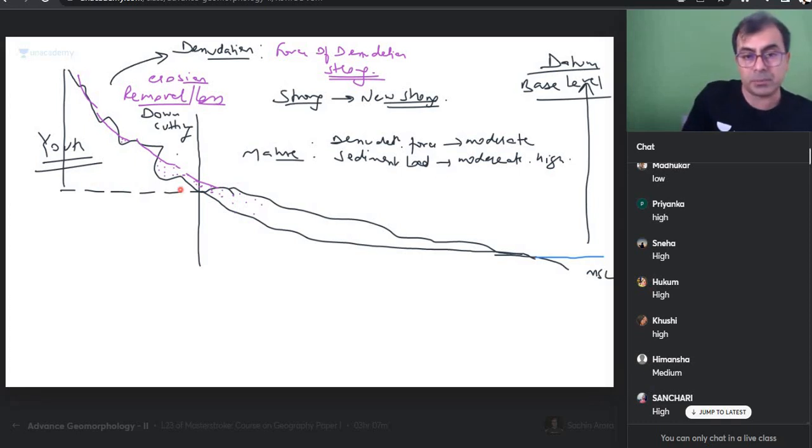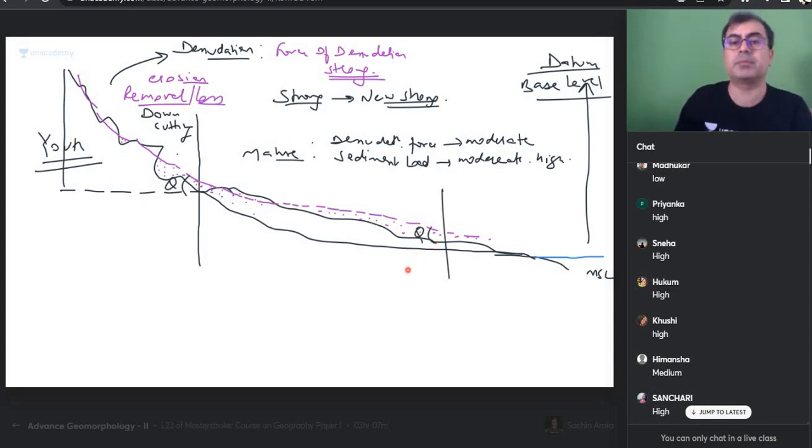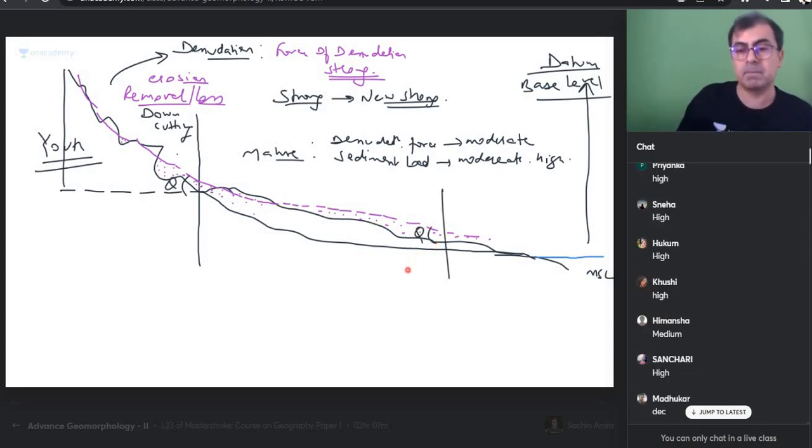It will denude something too. Some part will be eroded, but some part will be deposited also. Yes or no? True. Now tell me slope angle theta. What is happening to the slope? Reducing or increasing? Reducing. True or not?